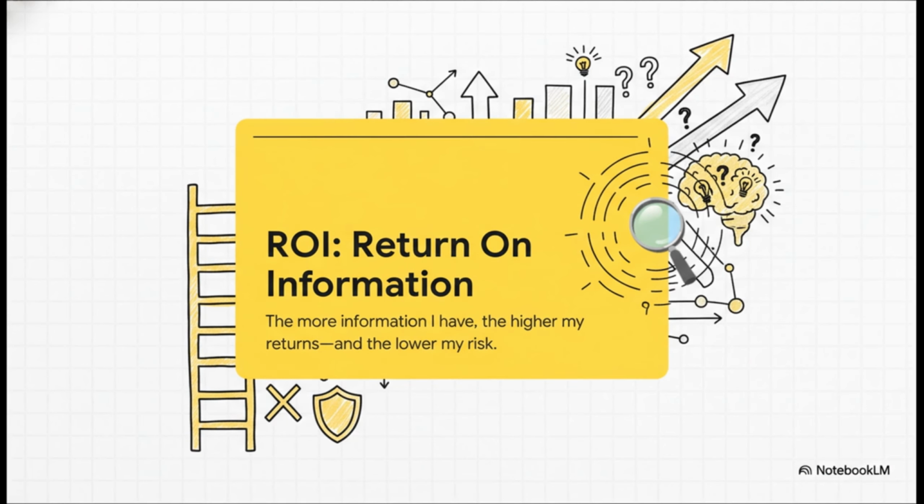And the key to climbing this ladder isn't just about return on investment. It's what Kiyosaki calls return on information. This totally flips conventional wisdom on its head. He says the more you know, the higher your returns can be, and get this, the lower your risk becomes. Your financial education is your single greatest asset.